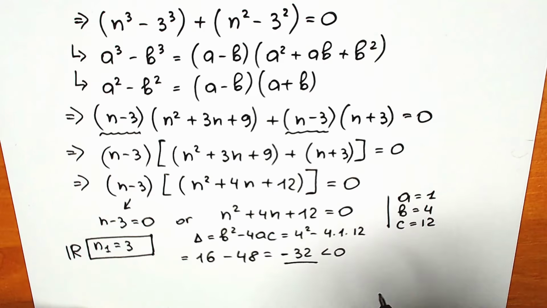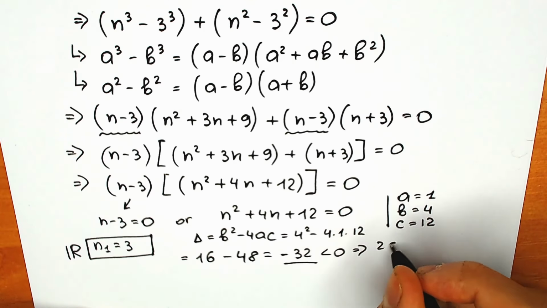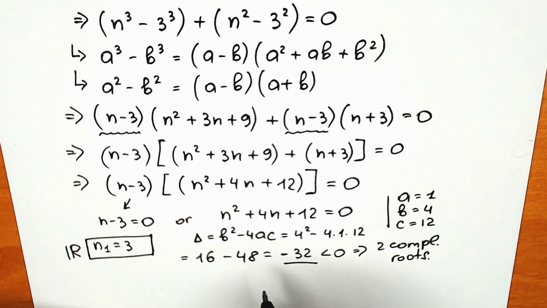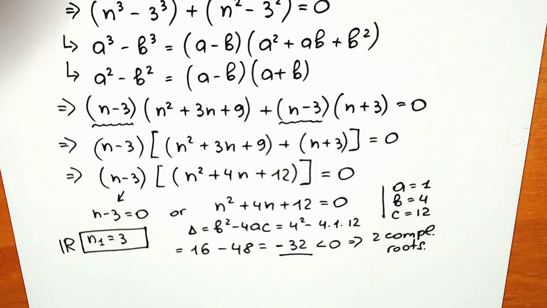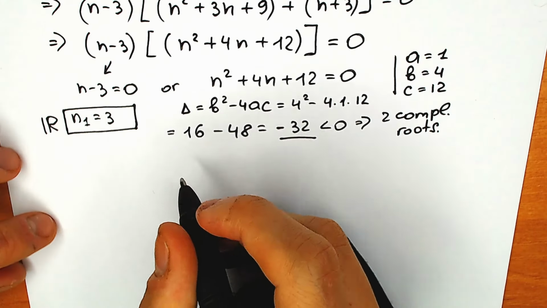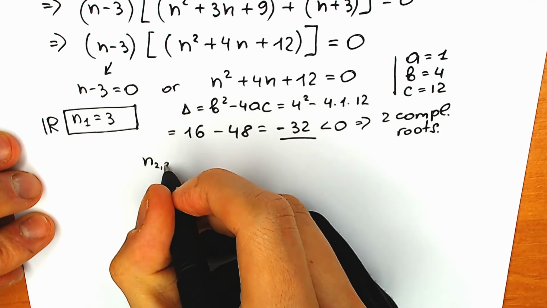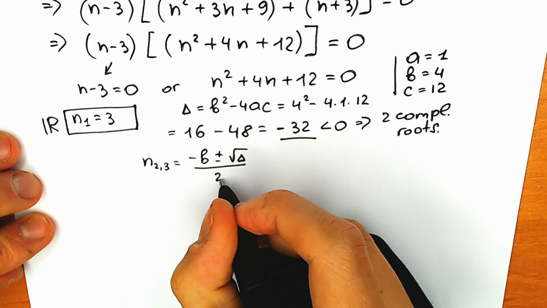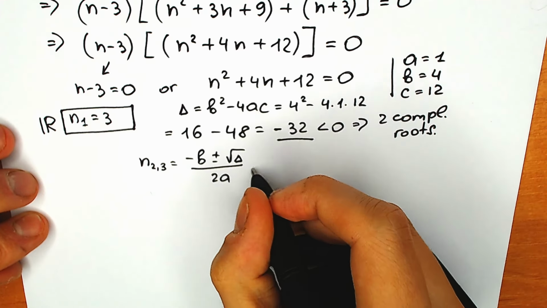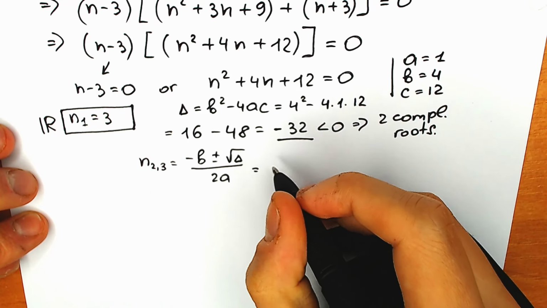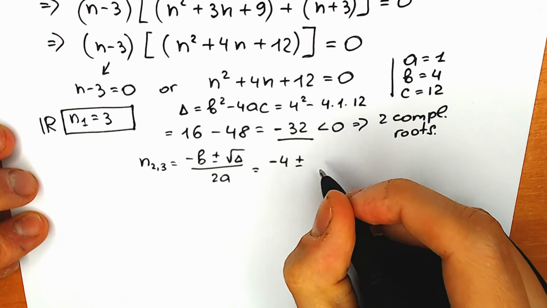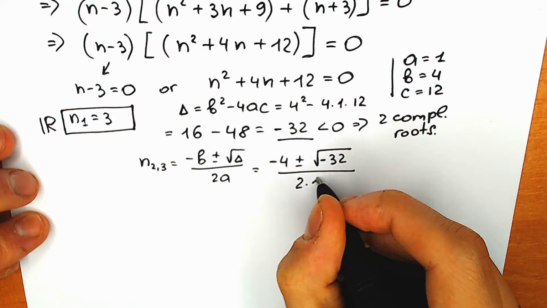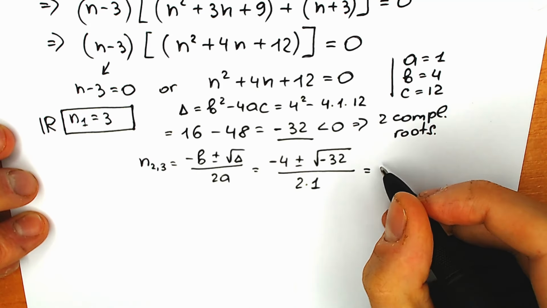So our discriminant is negative, so it means from this branch, we will have two complex roots. We don't have real number roots right here at this branch, so we need to find our complex roots. So let's do it right now. We will have n second and n third equal to minus b plus minus square root of discriminant, all over 2a. Really great. Right now let's plug in each of these elements into this spot. So we have minus b, minus 4, plus minus square root of minus 32, all over 2 times 1.